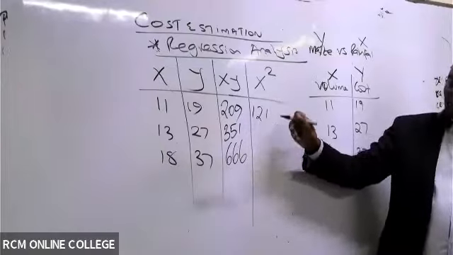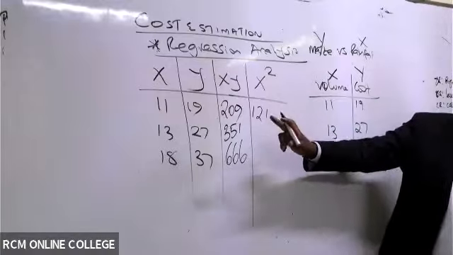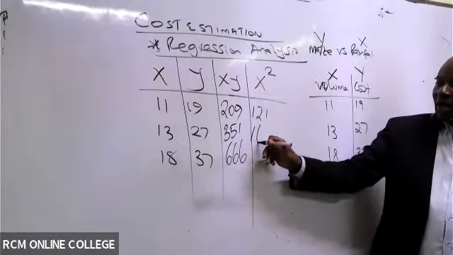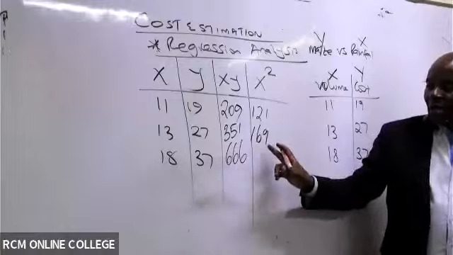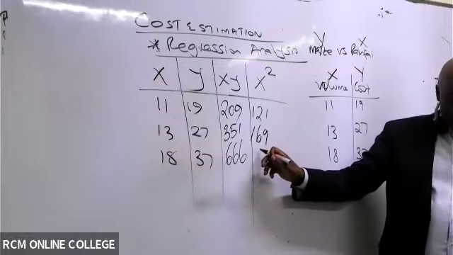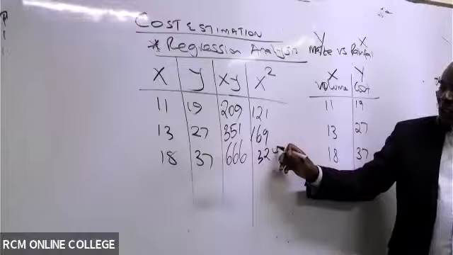After all, your calculator has got a square function, isn't it? Yeah. 13 squared gives me 169. And then 18 squared gives me 324. 324. And then listen to me.